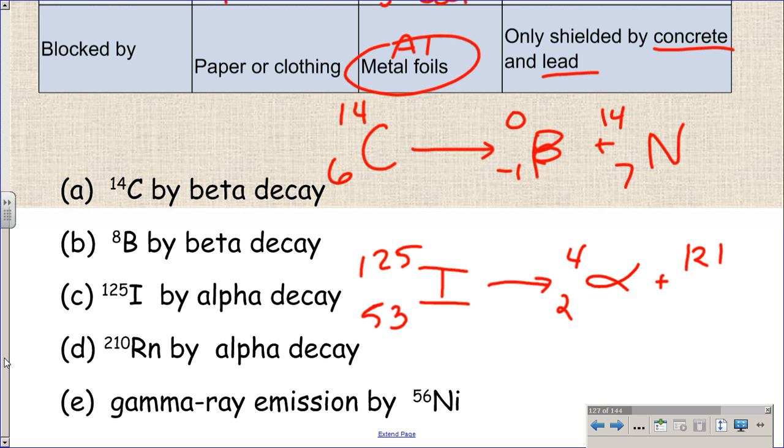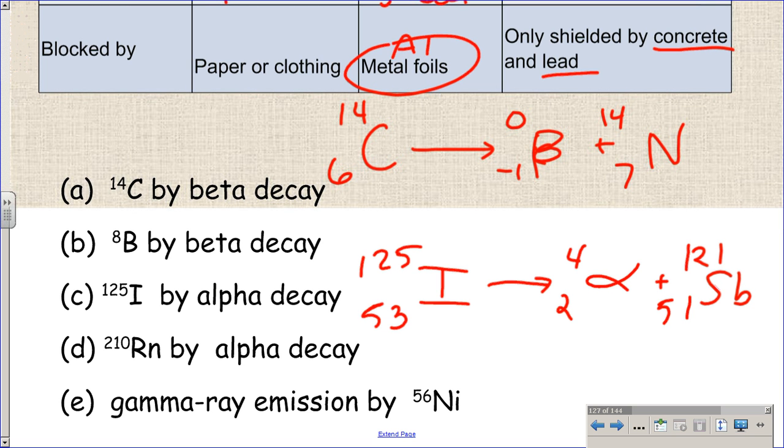And then 53 is equal to, so this arrow in the middle kind of seems like an equal sign, 2 plus something. 51. Good. So 2 plus 51 is 53. Whatever's on the reactant side must equal whatever's on the product side. The product side is just rearranged a bit. So whose atomic number is 51? Sb, antimony? There you go.